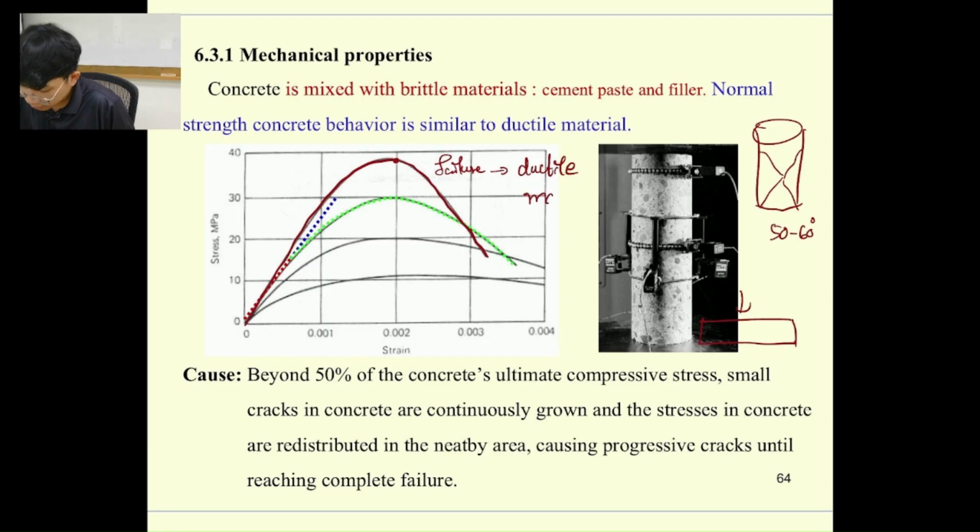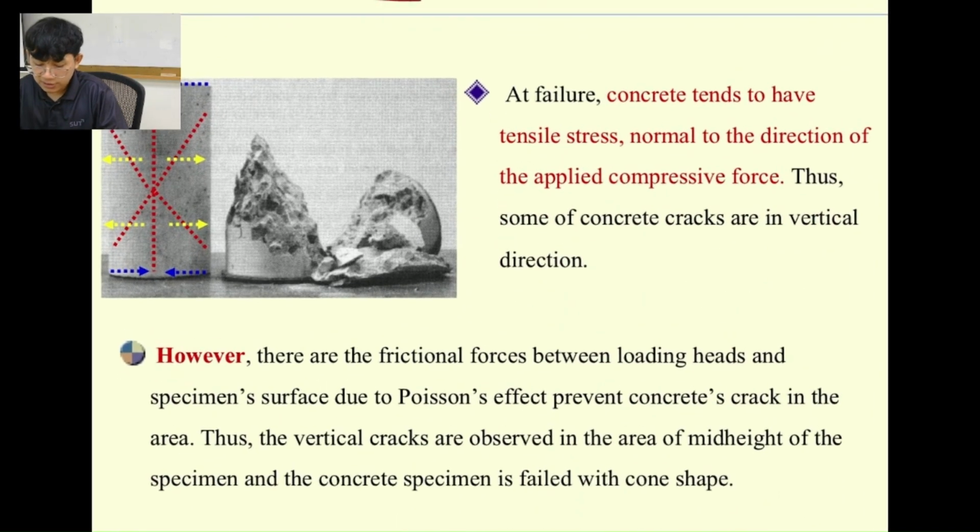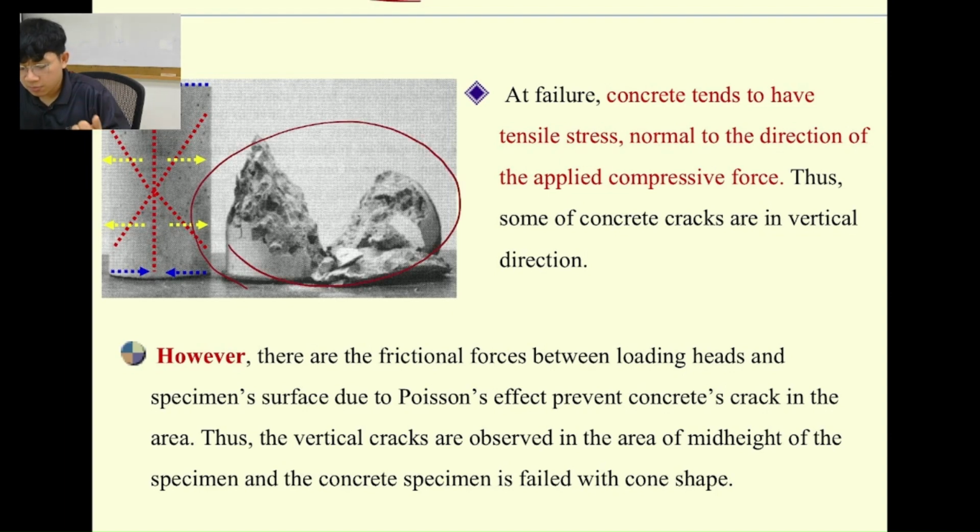Okay, ductile material. You can see that the stress in the concrete is redistributed in the nearby area, causing progressive cracks until reaching complete failure. The complete failure is going to look like this. If you compress the concrete more without releasing it, the concrete is going to fail at an angle of around 50 to 60 degrees. So the failure is by the failure of the aggregate, not the failure of the cement paste itself.